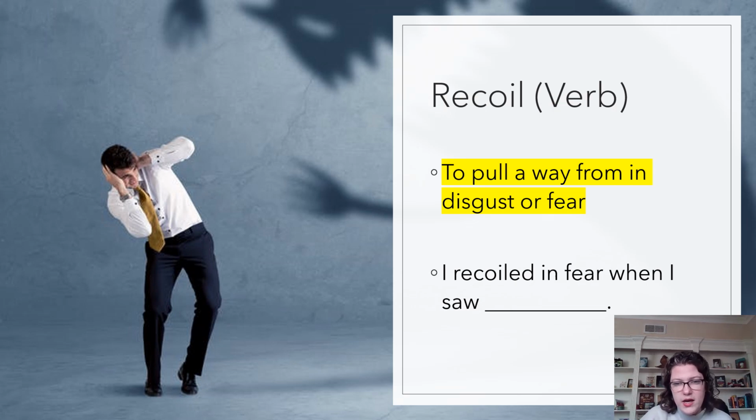Recoil. Recoil is to pull away from something in disgust or fear. So I recoiled in fear when I saw a giant spider on my balcony, right? I really don't like spiders. I don't want to have to deal with that, right? So I recoiled when I saw the spider. In this picture, the man is recoiling from that giant shadow. So maybe you recoiled in a scary movie when the loud music came on and something jumped out at you. That's something that gets me a lot too, right? So to recoil, to pull away in disgust or fear.